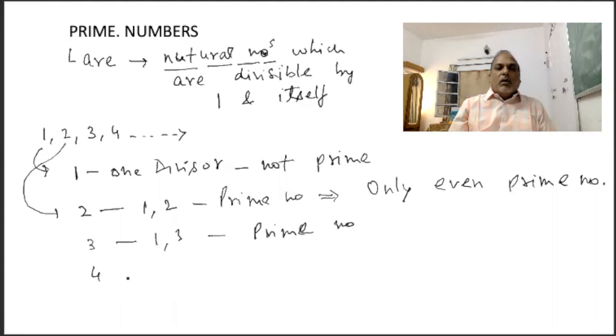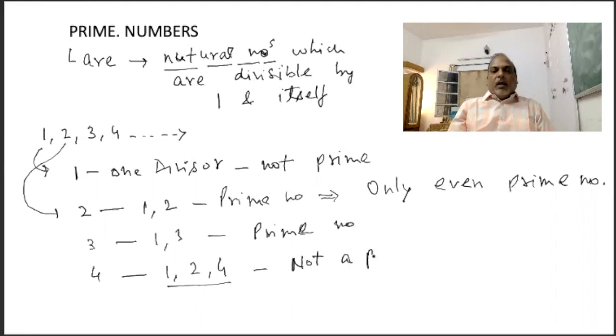What about 4? 4 has 1, 2, and 4. That means it has 3 divisors. So it is not a prime number. Like that, you can find out which are the prime numbers and which are not prime numbers.